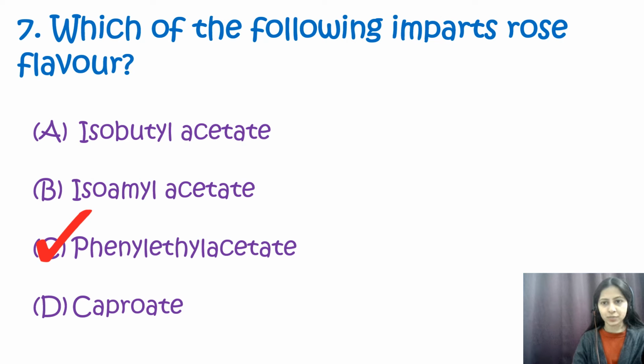So the rose flavor is due to phenyl ethyl acetate, whereas isoamyl acetate imparts the fruity banana-like odor. Isoamyl acetate is a chemical compound which is known as banana oil and has a strong odor which is similar to it. And caproate also imparts a flavor. It can be said to be a fatty acid ester that is responsible for the flavoring of goat cheese. So the correct option will be option number C, that is phenyl ethyl acetate.